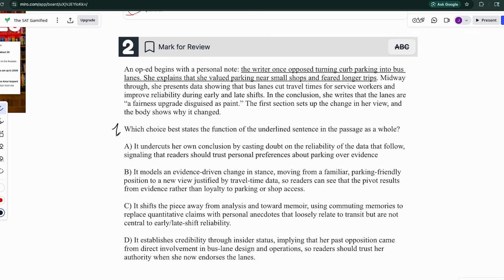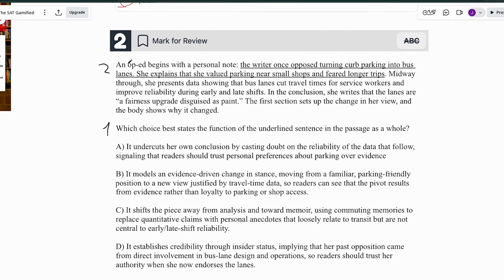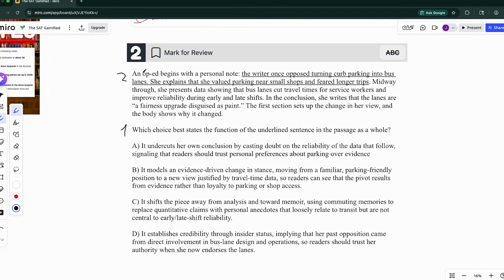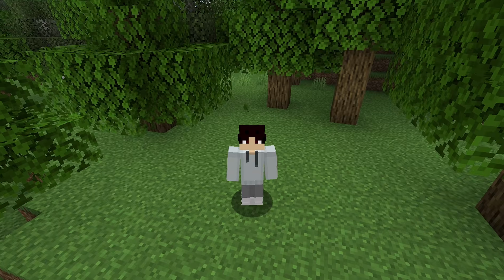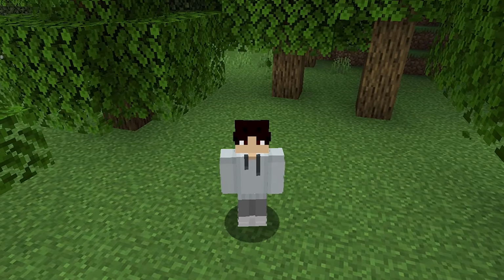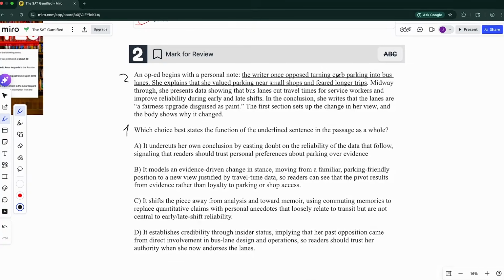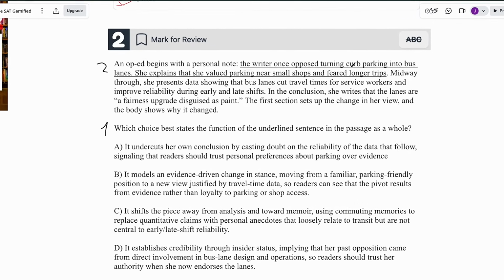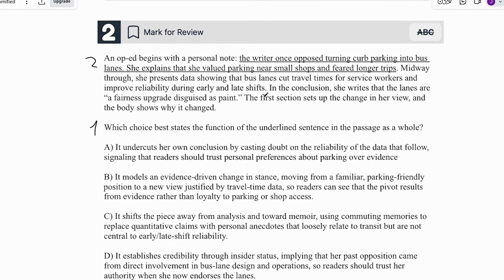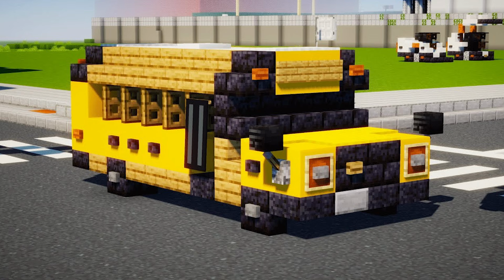Which choice best states the function of the underlined sentence in the passage as a whole? An op-ed begins with a personal note. The writer once opposed turning curb parking into bus lanes. She explains that she valued parking near small shops and feared longer trips. So the writer of this thing said that she once really wanted them to just keep the parking lots the way they were. Midway through, she presents data showing that bus lanes cut travel times for service workers and improve reliability during early and late shifts. So she's giving this data that supports the fact that buses actually do help people a lot.